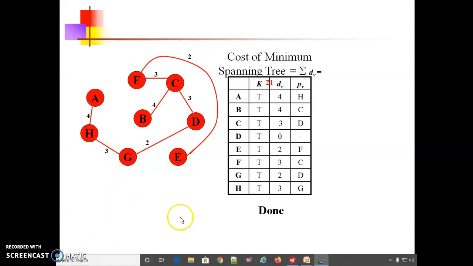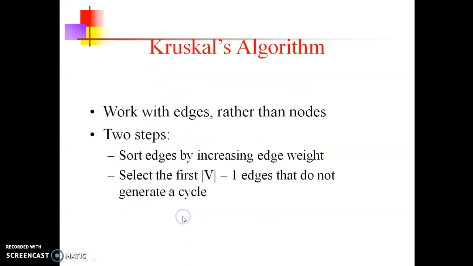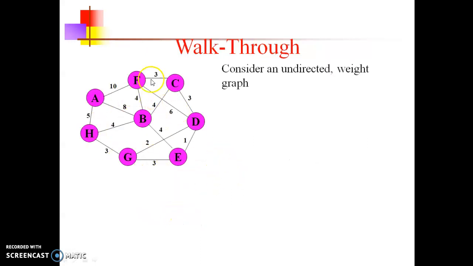So, what about our friend Kruskal? This works with edges rather than nodes, which, I don't know, you'll see. 2 steps. Sort the edges by increasing edge weight. Select the first value in these edges that do not generate a cycle. This notation is a little confusing. Let's just do it.